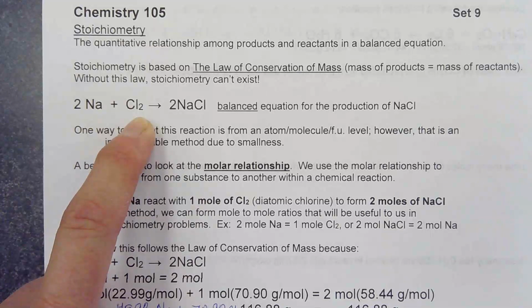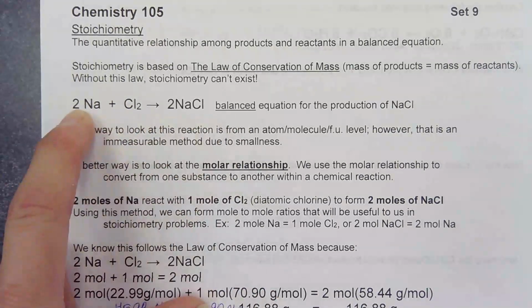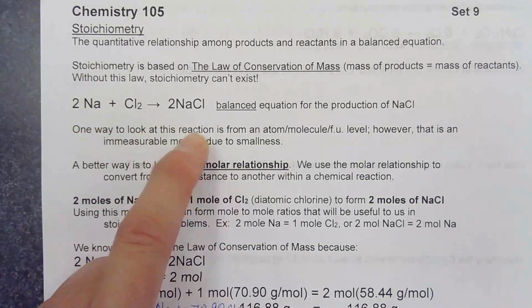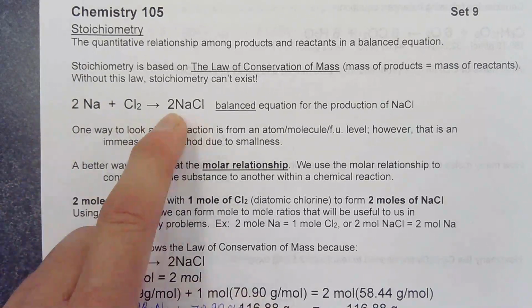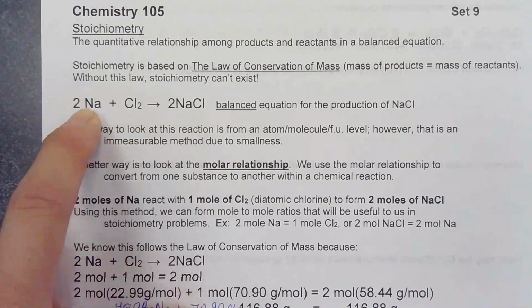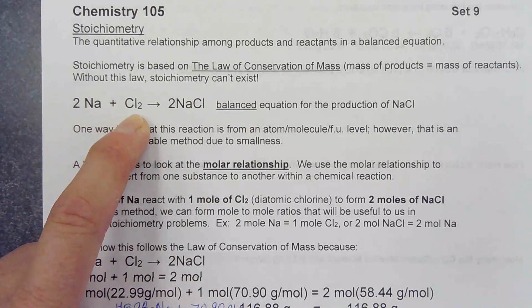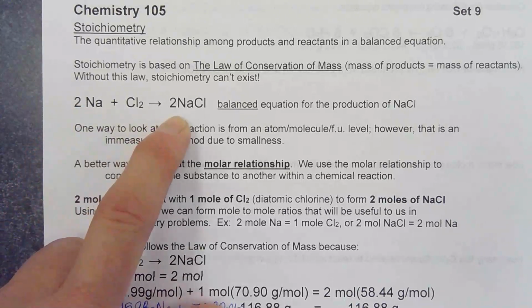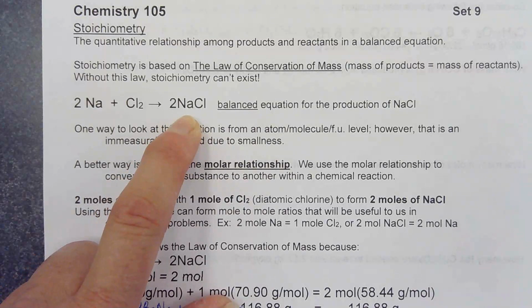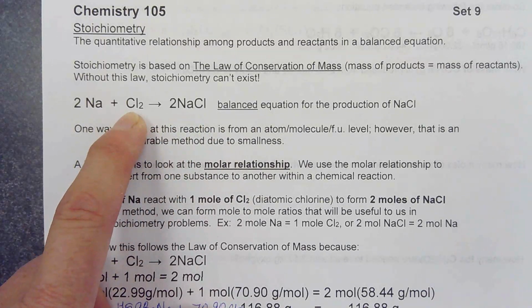It's not the same mass. But is it a ratio for this balanced equation? Yes, it's a ratio for that balanced equation. The ratio is based upon this balanced equation. So what is the ratio? 2 moles of sodium equals 1 mole of chlorine. Is that correct? 2 moles of sodium equal 2 moles of sodium chloride. 2 moles of sodium chloride equal 1 mole of chlorine.